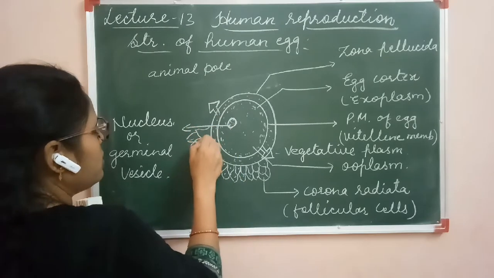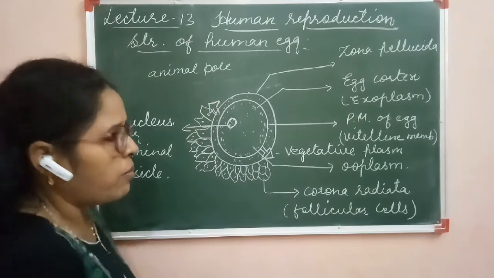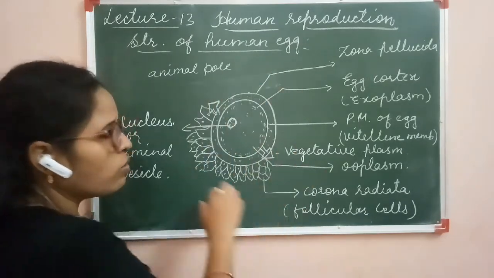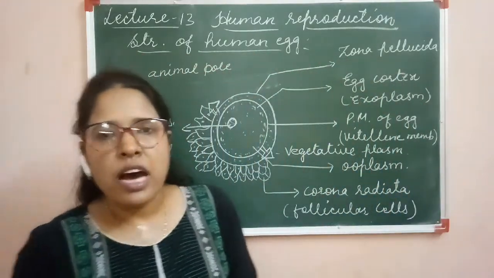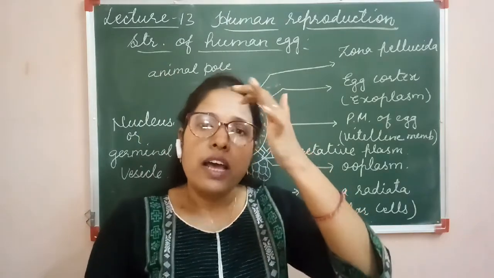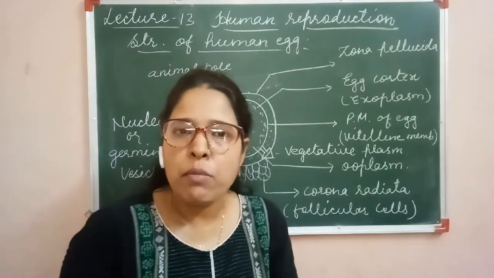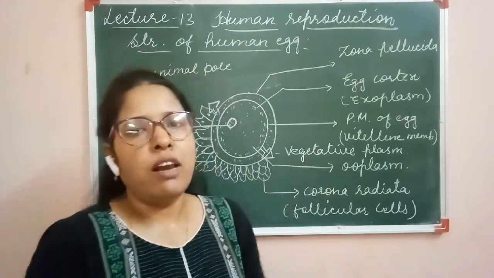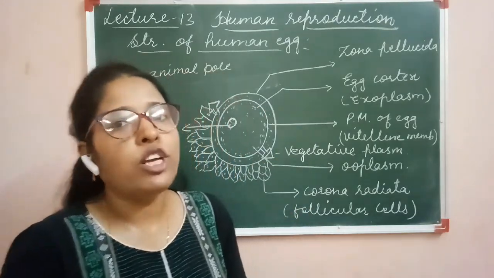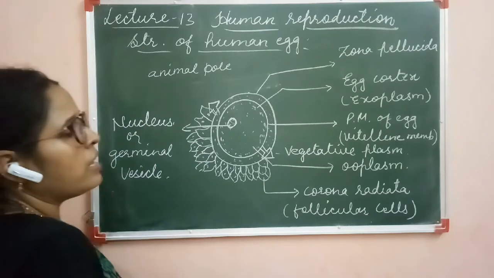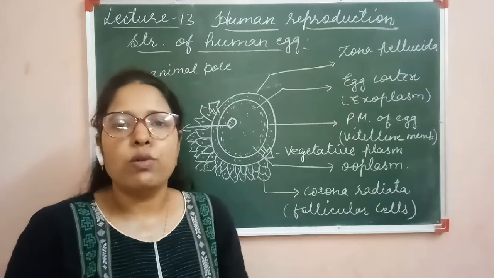This is a haploid structure, because we know that gametes are haploid in nature. This type of layer is present all around the egg. So we can say that three types of membranes surround the egg. First one is the plasma membrane, or vitelline membrane, which is secreted by the cell itself. Second membrane is a non-cellular membrane, which is secreted by the follicular cells. And the third membrane is called corona radiata, which is made up of follicular cells.